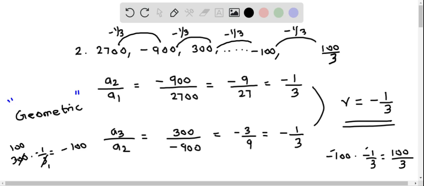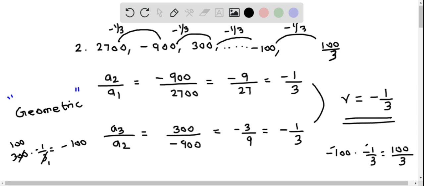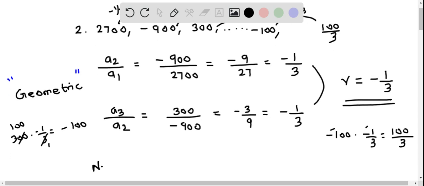So therefore, we see that the next two terms of the geometric sequence are negative 100 comma 100 over 3.